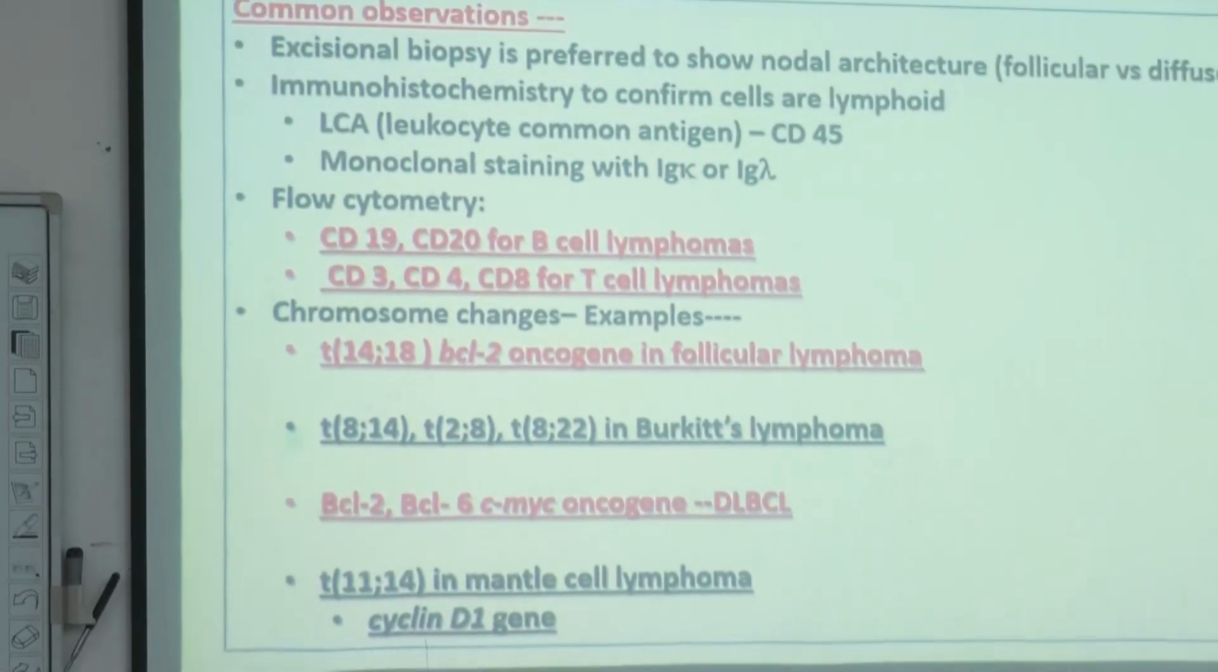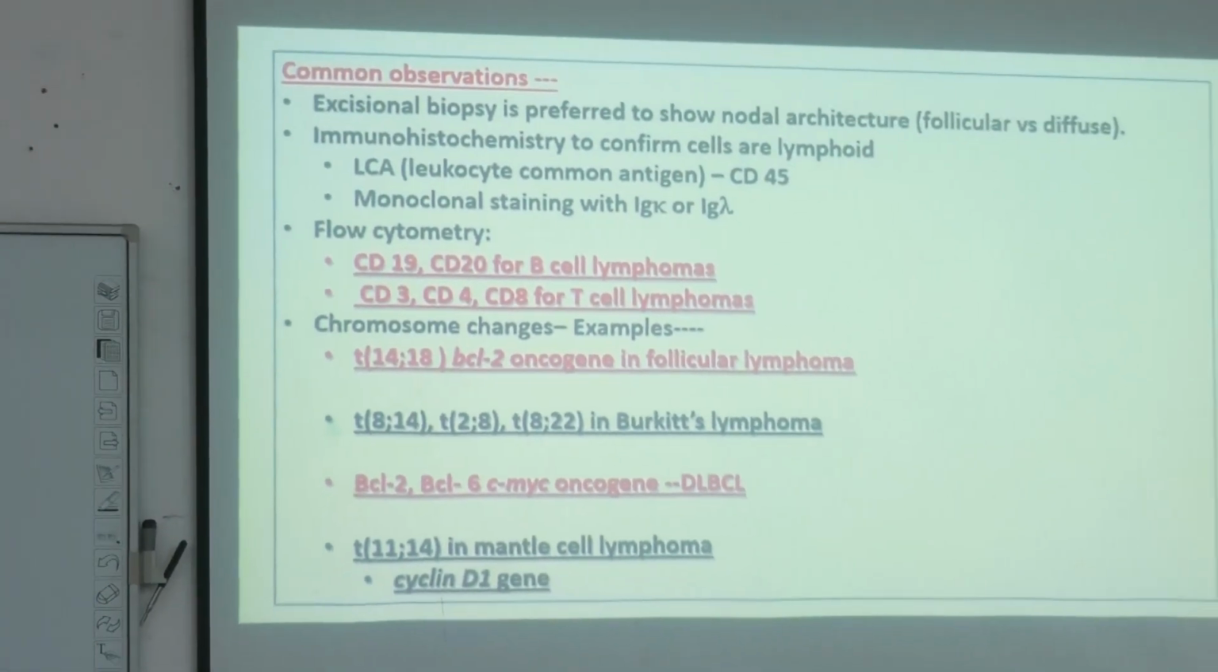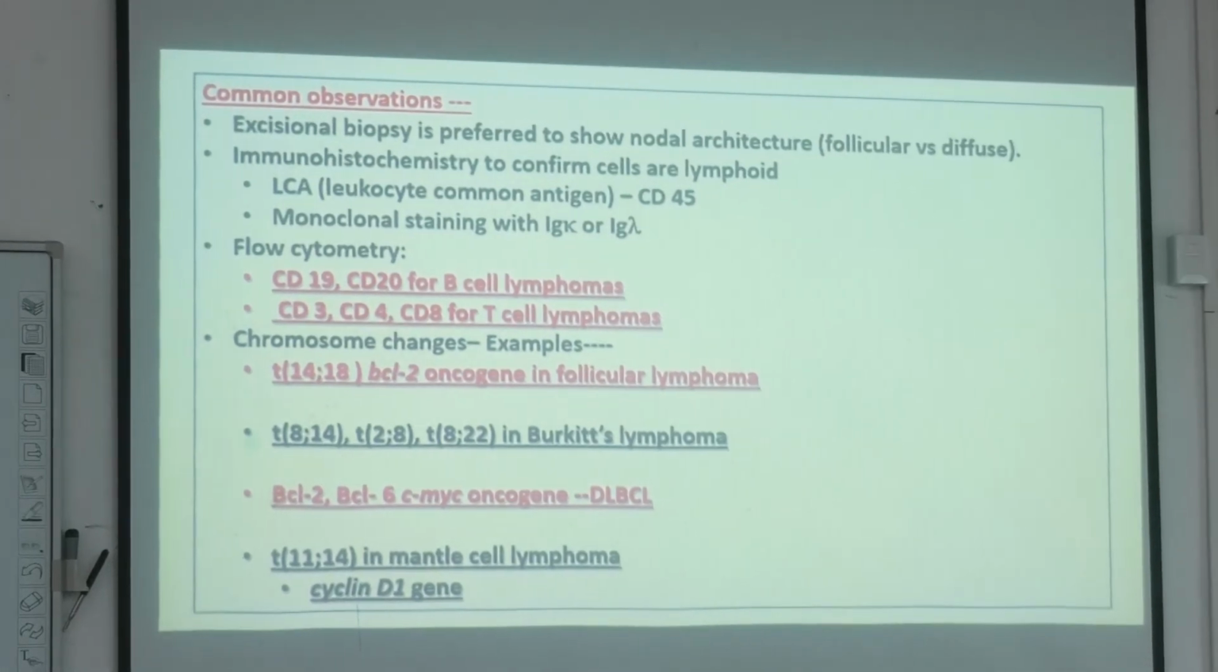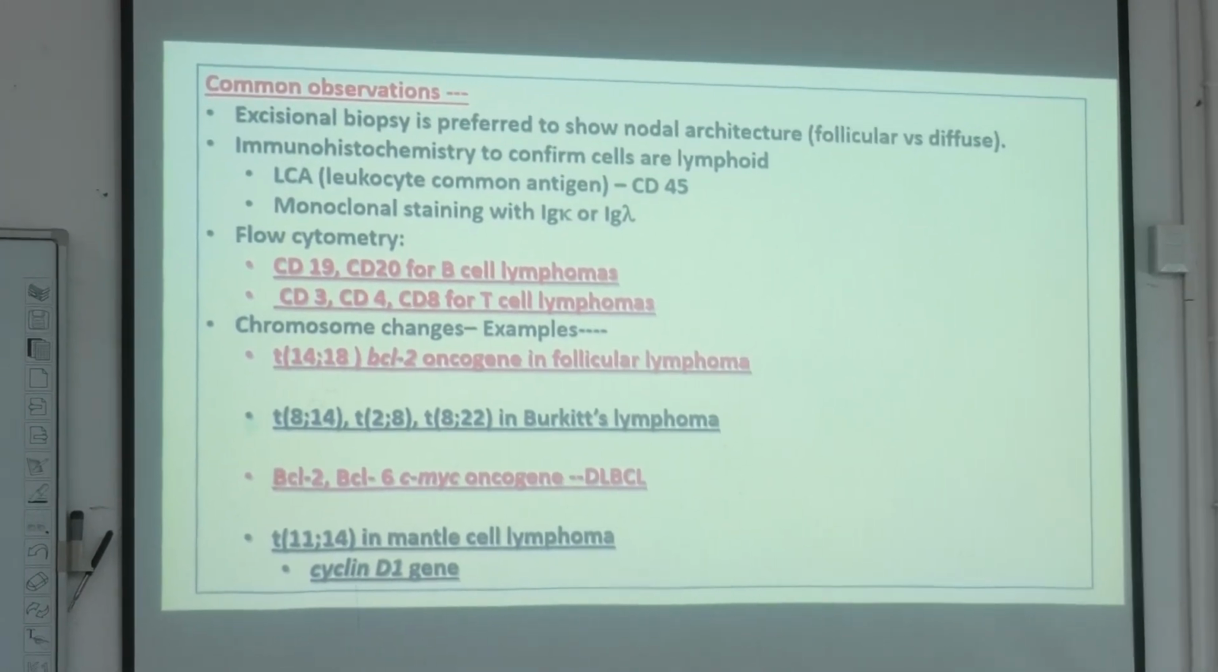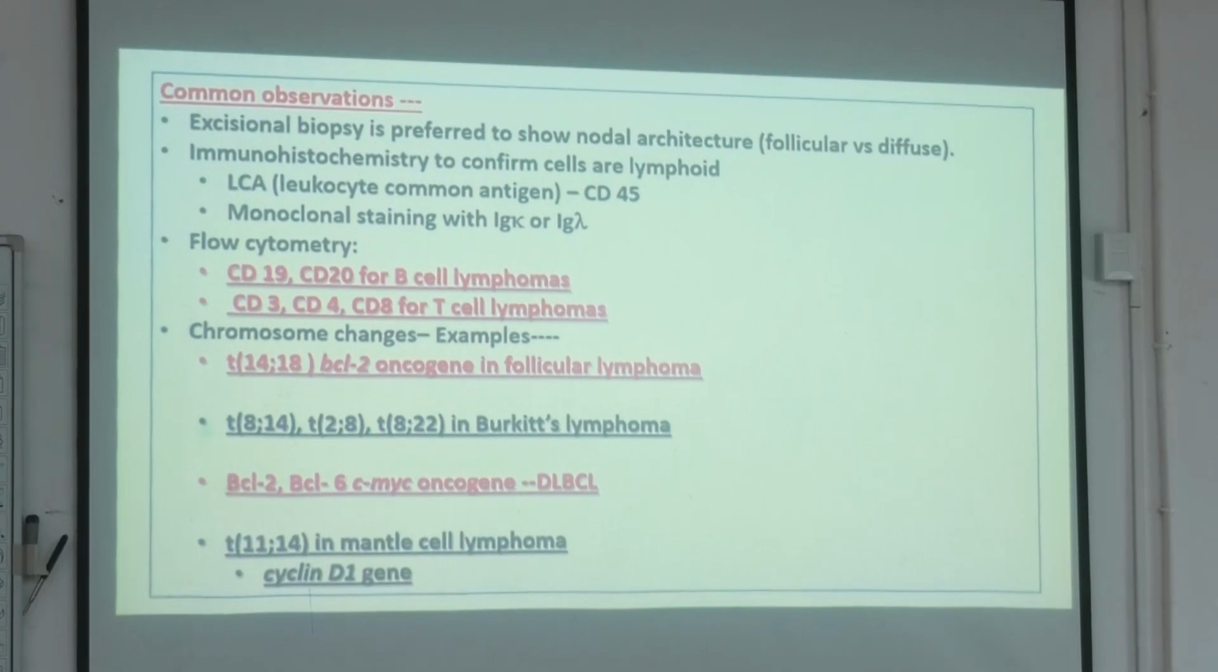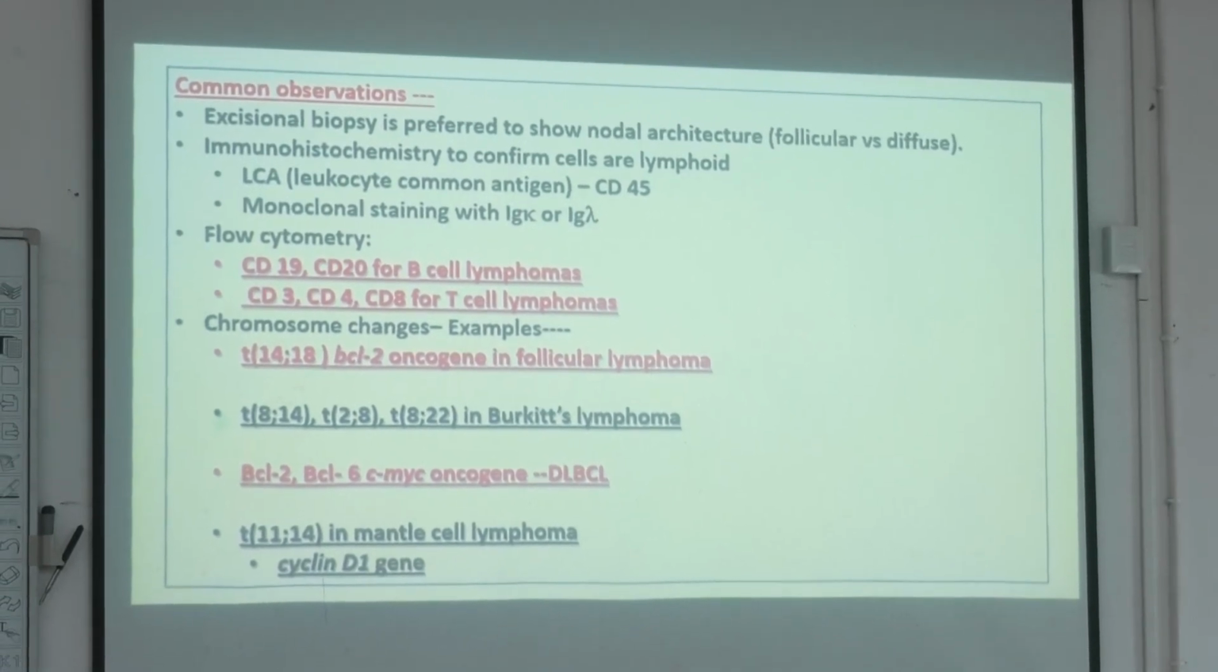We will also do flow cytometry for the B cell marker. Already we know from the previous class the CD markers for B cell and T cell. From there we identify whether the tumor is arising from a B cell or T cell origin.